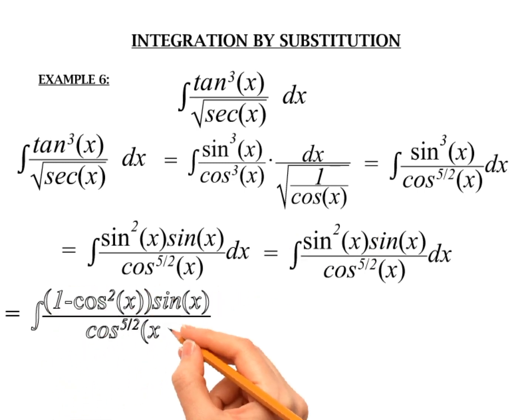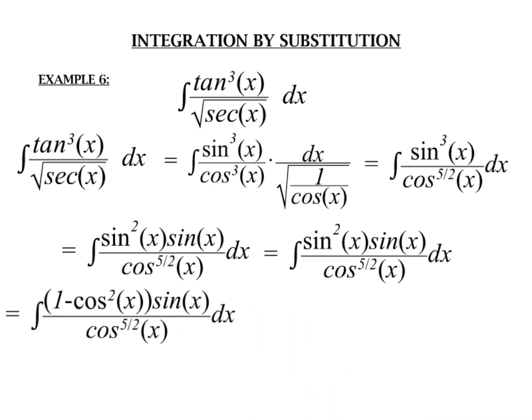From here, we look for a way to eliminate sine x. This can be done by substituting cos x with u. The problem is half solved here.